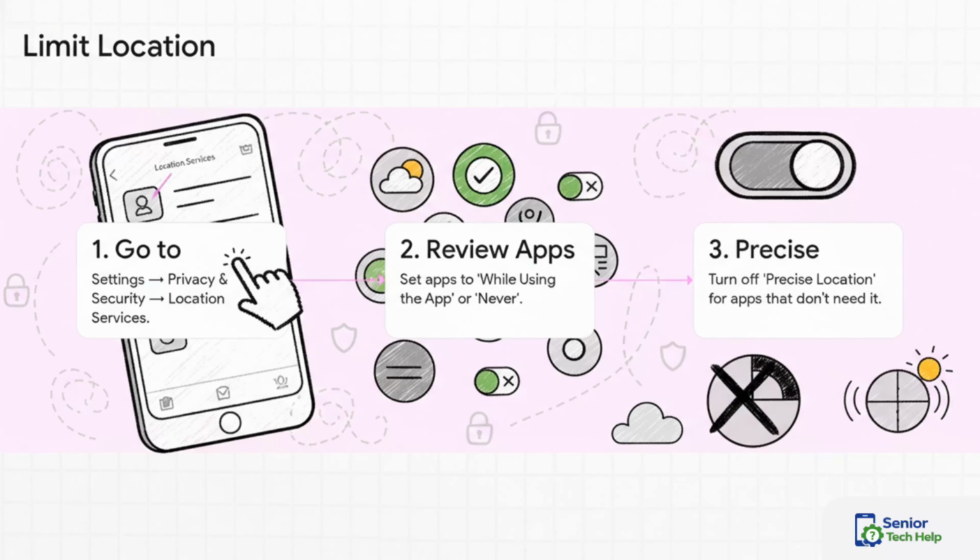Now for step two. Let's take a look at your location. So go back one screen to that privacy and security page. Right at the top, tap on Location Services. Now you'll see a whole list of your apps. For each one, a really good rule of thumb is to set it to while using the app or just never. You'll also see something called Precise Location. Just think, does the weather app really need to know your exact street address? Nah, probably just your town is fine. So for most apps, you can just turn that Precise Location switch off.